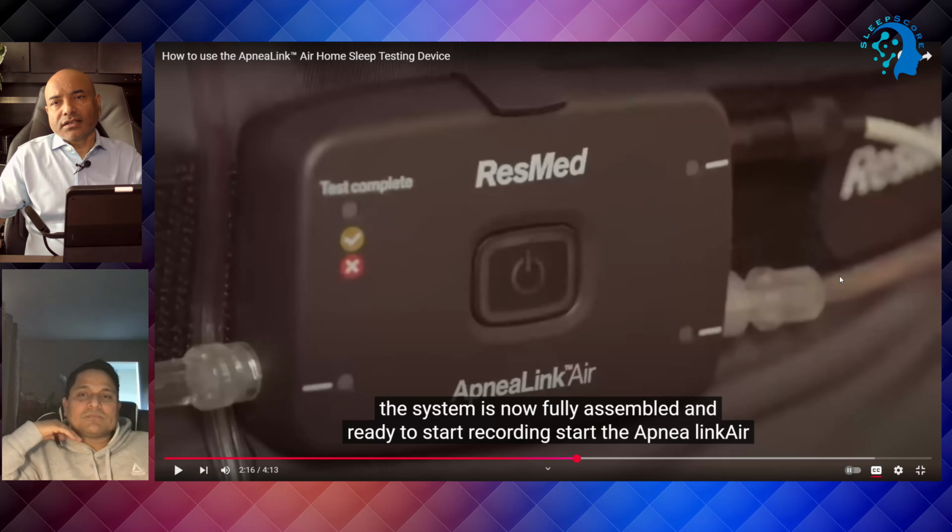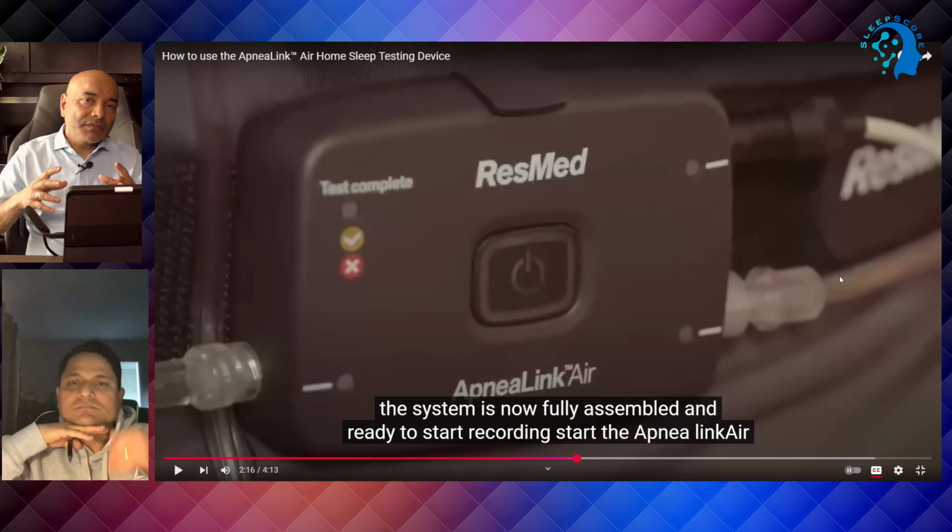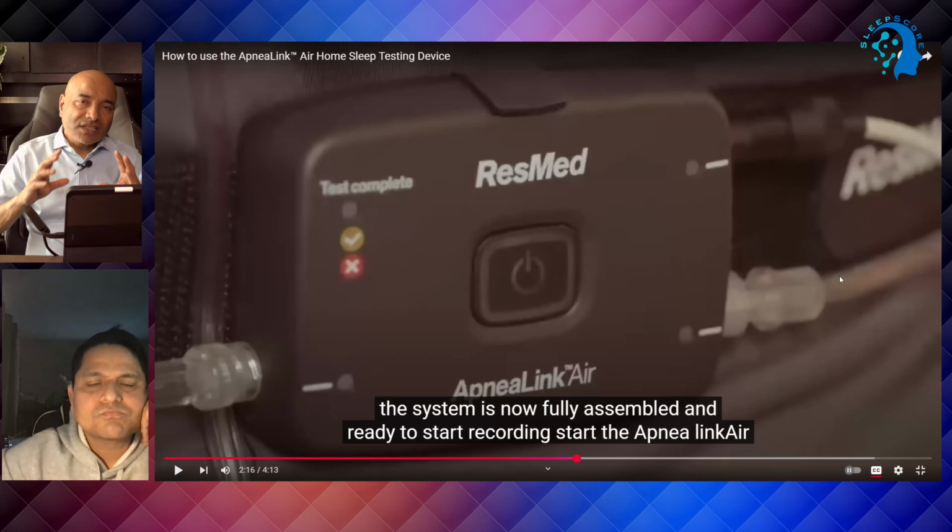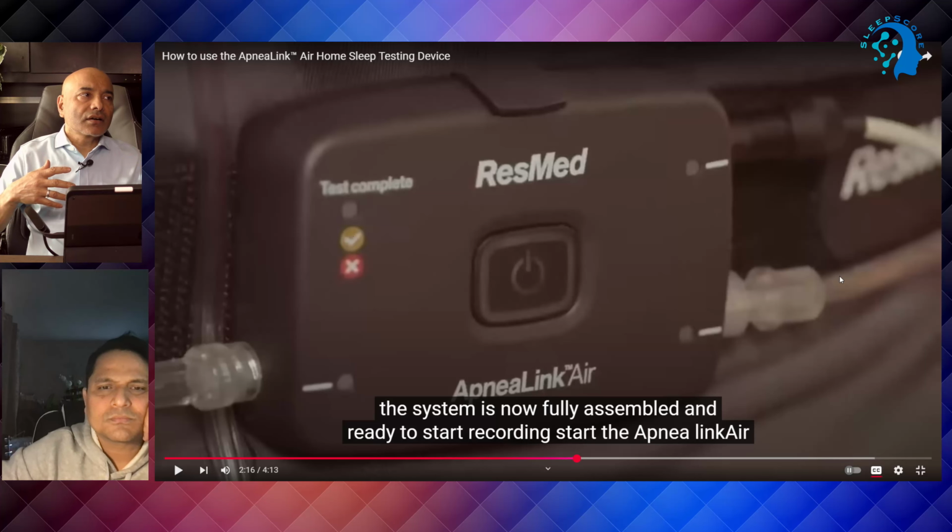Now see, this is ready. This is so simple, but we don't do this. This is done by the patient, by themselves. We just need to understand how this works, or how we assemble the home sleep study, so that we can tell our patient. Okay, so this device, ResMed Apnea Link Air, records sleep apnea.